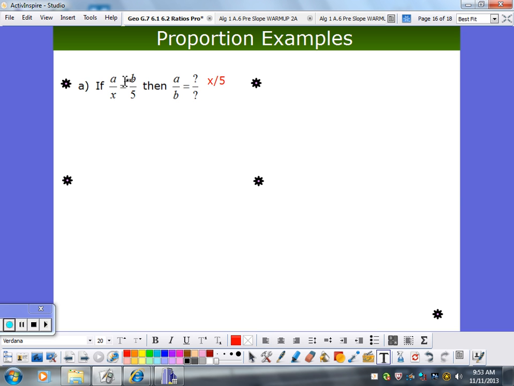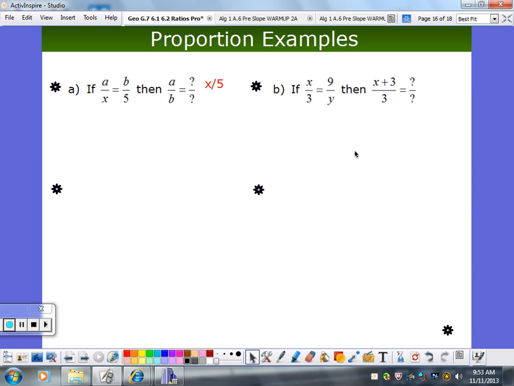Look again at the product of the means and the product of the extremes. 5A equals BX. This one's a little hard to see. My 5's on the bottom. 5A equals BX. I want you to start seeing these a little bit quicker without having to think so hard, using those little rules.